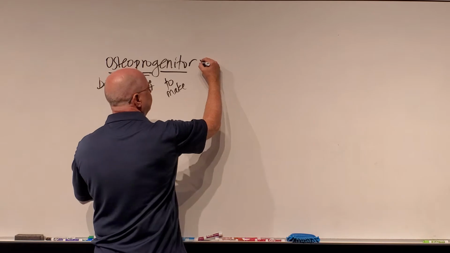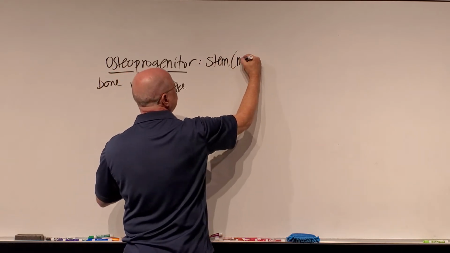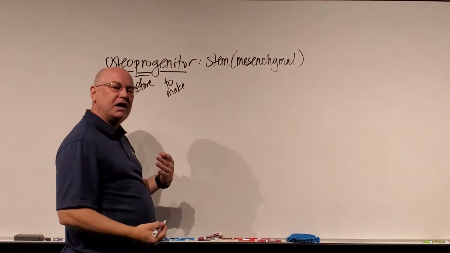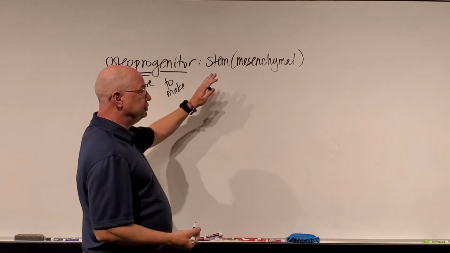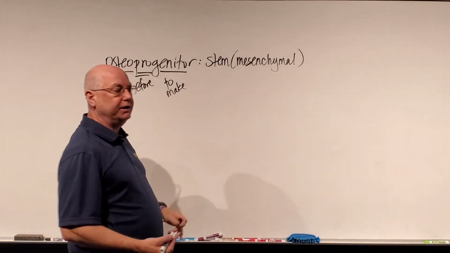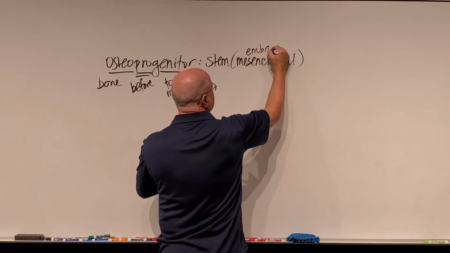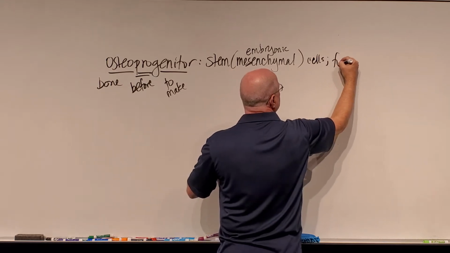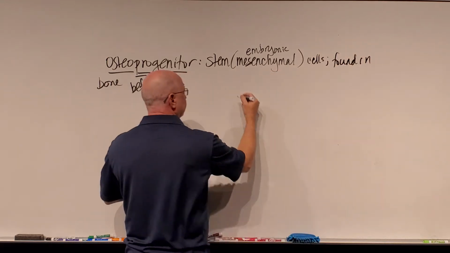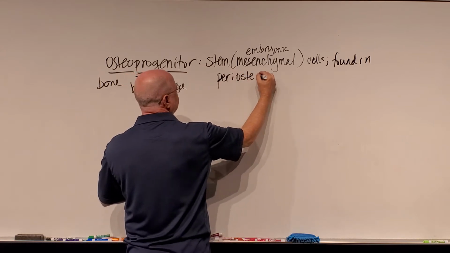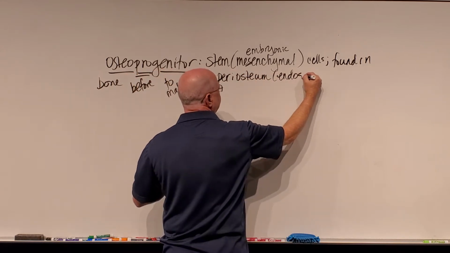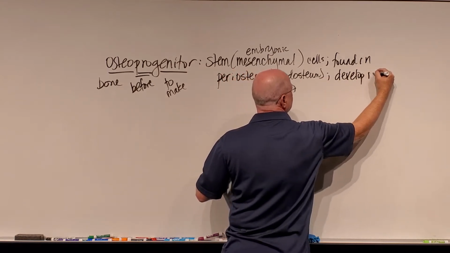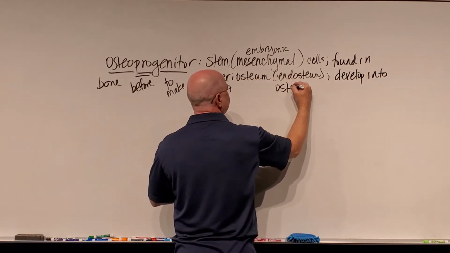And so one of the things we know about these is these are called stem, and sometimes we use the term mesenchyme. They're mesenchymal cells. Mesenchyme means embryonic tissue. So these are stem cells or mesenchymal cells or embryonic cells, okay? They're undeveloped. They are usually found in the periosteum, and I'm going to put endosteum in parentheses because they can be found there. And they usually will develop into osteoblasts.